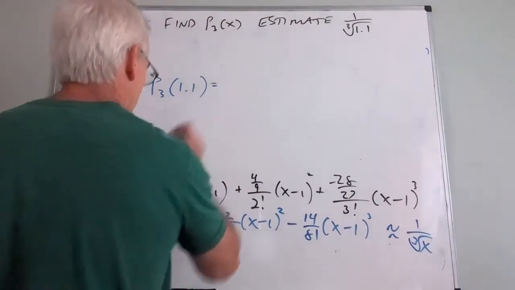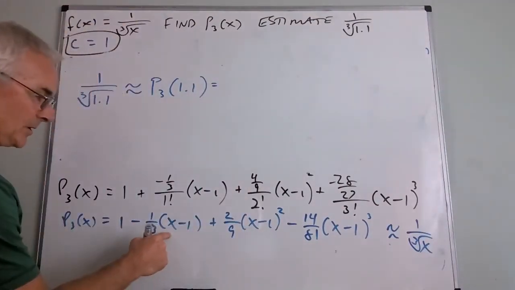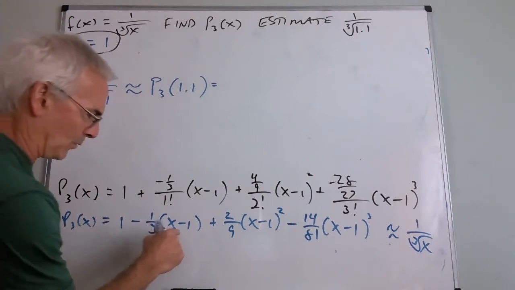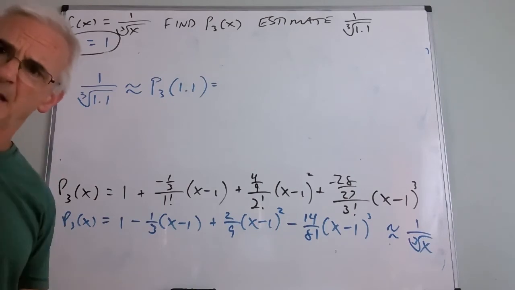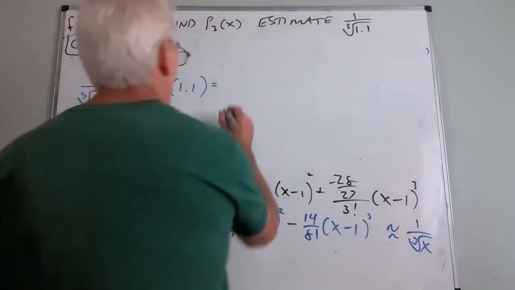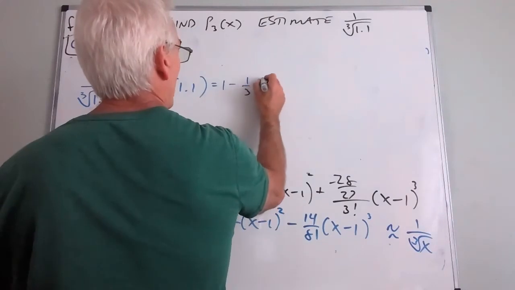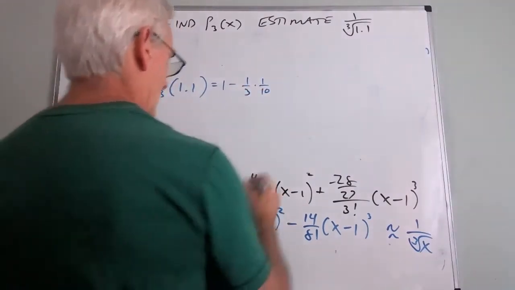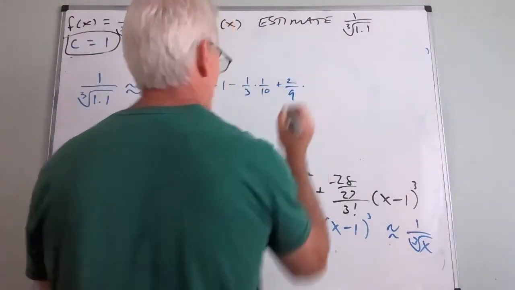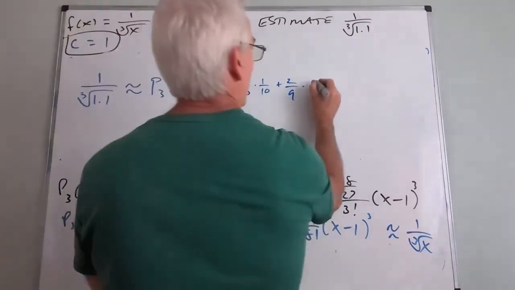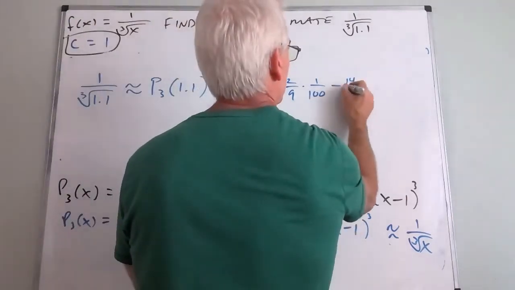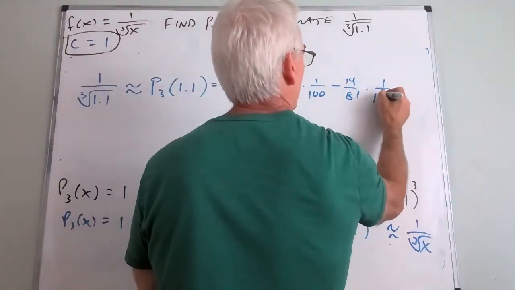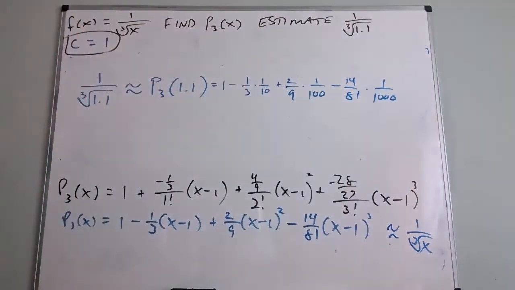And what is this going to be? Well, everywhere you see an x, replace it with a 1.1. Well, what's 1.1 minus 1? It's 0.1, or 1/10 if you want. So this will be 1 minus a third, all right, times a tenth, plus 2/9 times what? Times 100th? Yep. Minus 14 over 81 times 1,000th, which I actually can write as a fraction.